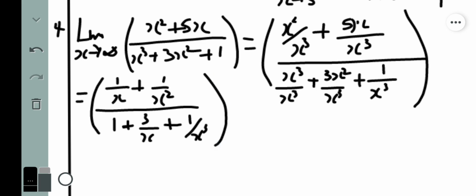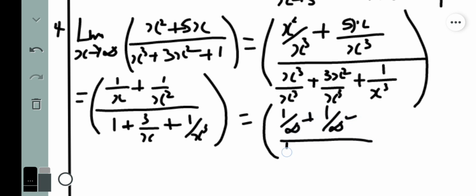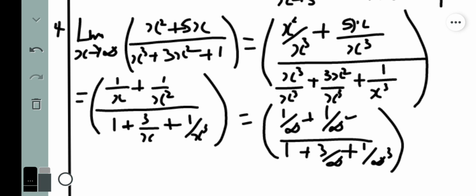So what do we do here? Since we have done the dividing through and we have gotten this, the next step is to now apply your limit. That is, inputting your limit as x tends to infinity, which is replacing x with infinity. And what do you have when you replace x with infinity? We have 1 over infinity plus 1 over infinity squared, divided by 1 plus 3 over infinity plus 1 over infinity cubed.